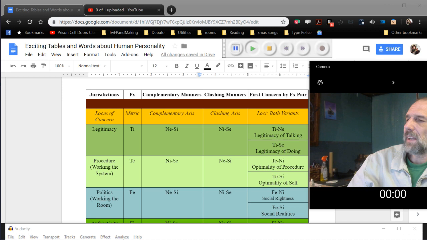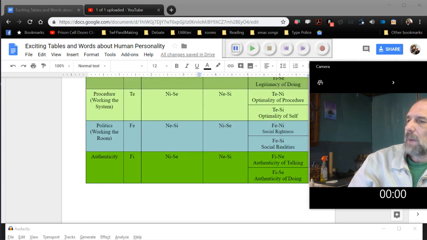Clashing axis is NISE. It means your TI-NI is not a natural combination. The loci of both variants: TI-NE, legitimacy of talking. TI-SE, legitimacy of doing. Procedure, working the system. TE. The complementary axis is NISE, and the clashing axis is NESI. TE-NI is optimality of procedure. TE-SI is optimality of self.